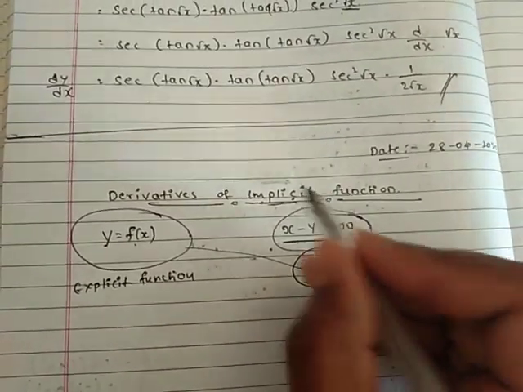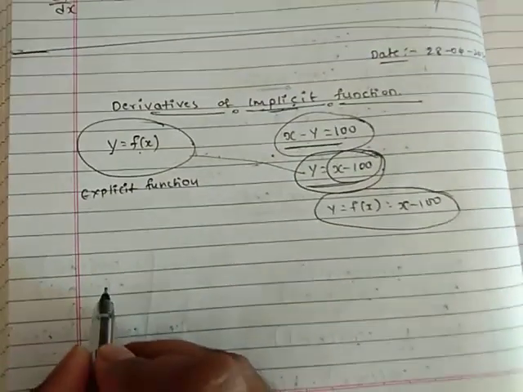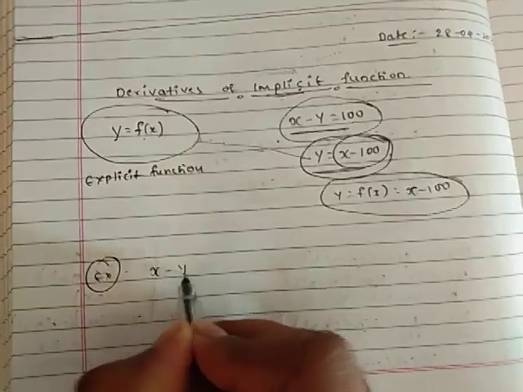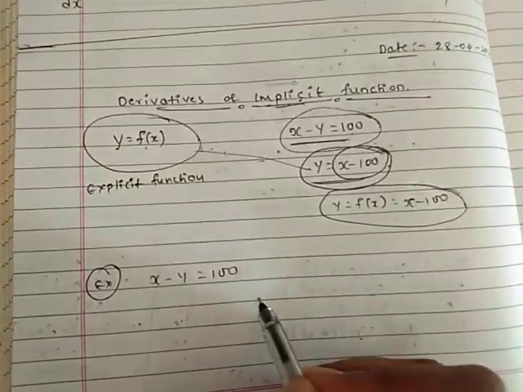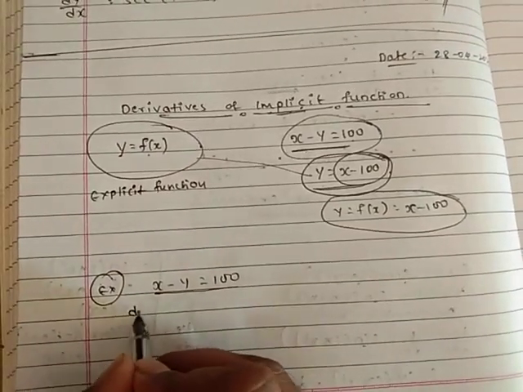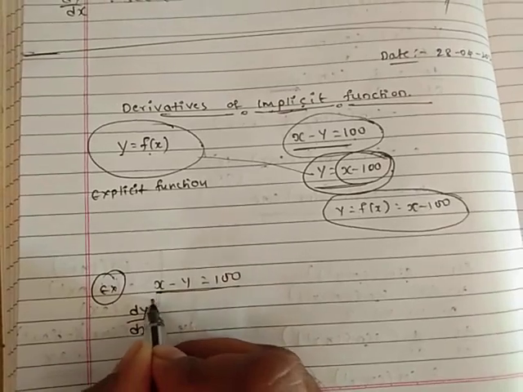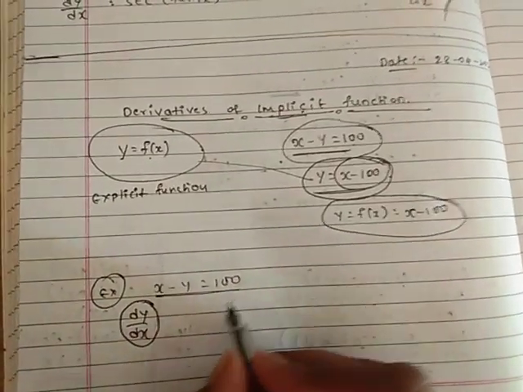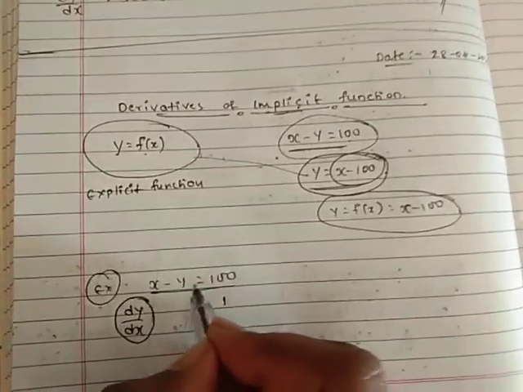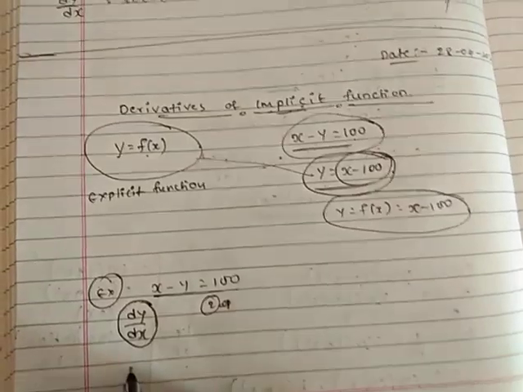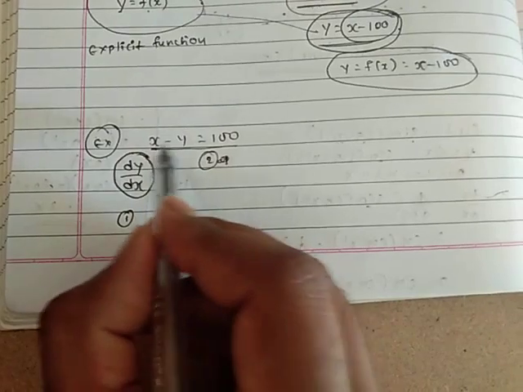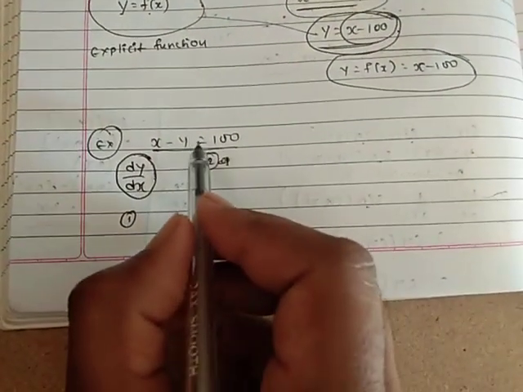Then how can we differentiate an implicit function? Let us take an example. x minus y is equal to 100, the same function I have taken here. How can we differentiate it? We need to find dy by dx. Clear? We need to find dy by dx. The same implicit function can be solved in two ways. The first way is, observe here, for the given relation we just apply differentiation with respect to x.